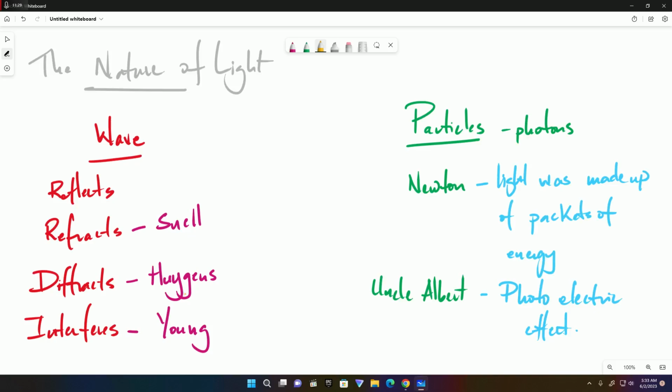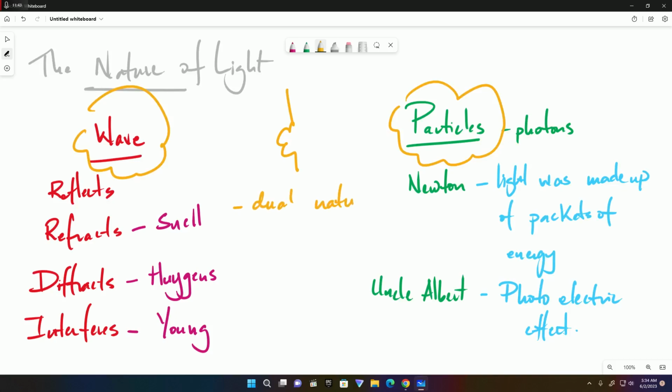So then, what is light? Well, you see, light is both a wave and a stream of particles. So we say light has a dual nature. It is both wave and particle, and we call this wave-particle duality. And that is the nature of light.